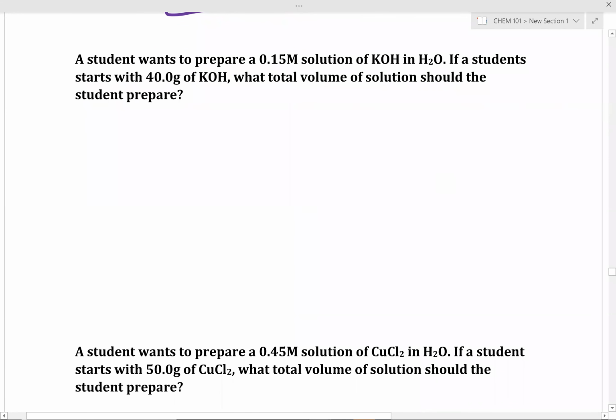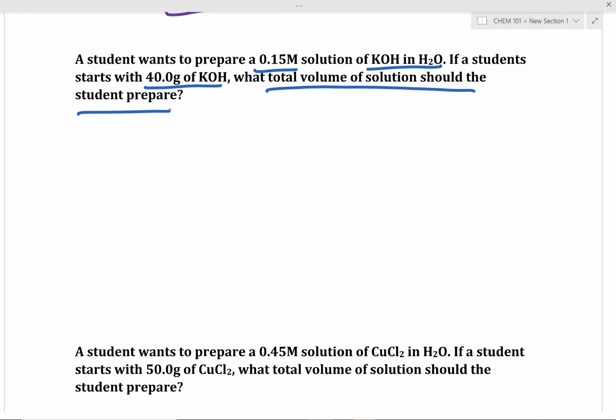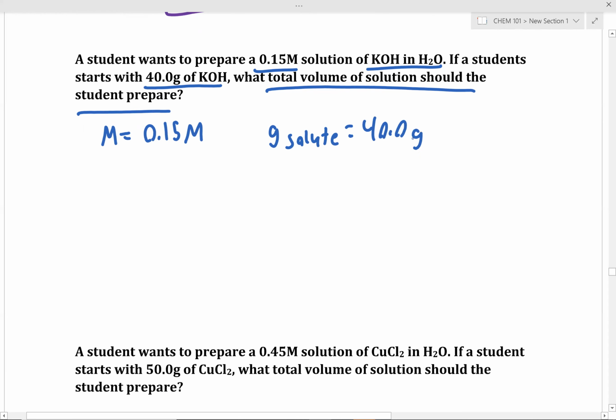So let's talk about another form of question. Let's suppose you want to make a 0.15 molar solution of potassium hydroxide in water. If you start with 40 grams of potassium hydroxide, what total volume of solution should you prepare? Okay, so let's suppose you want to use all of this potassium hydroxide so it doesn't go bad, for example, and you want to make a solution out of it. Looking at this problem, we know that we want our molarity to be 0.15 molar. We also know that our grams of solute is equal to 40.0 grams, right?